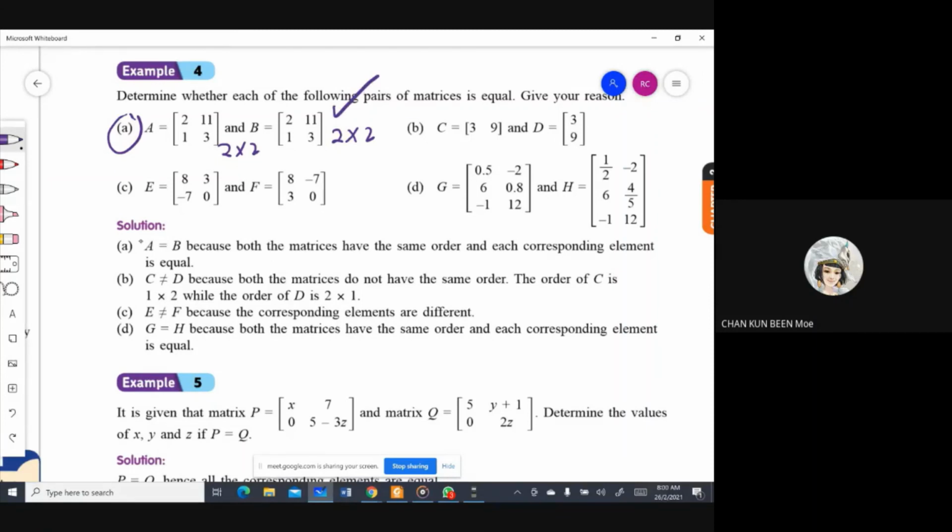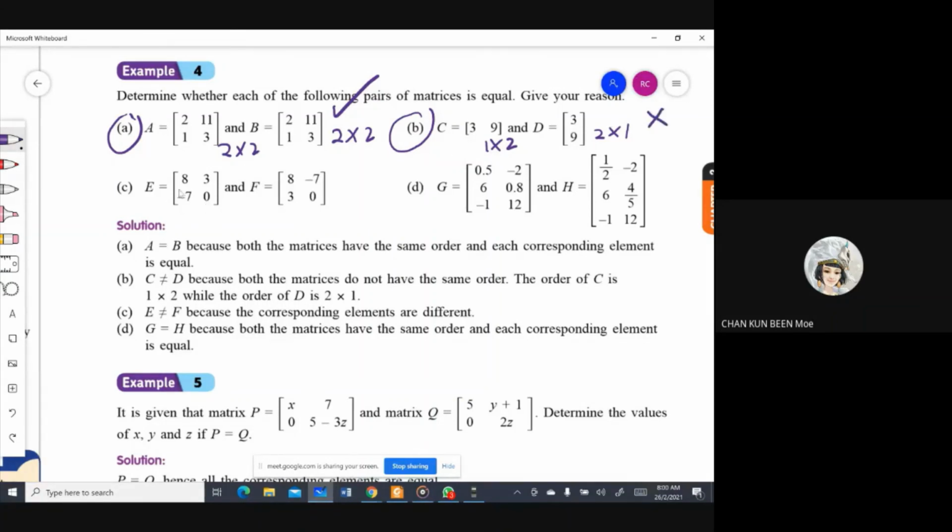Okay, and then we look at the next pair. C is equal to 3, 9. The order of the matrix is 1 by 2, and then D is equal to 3, 9. The order of the matrix is 2 by 1. So you can see the order is already different. Therefore, they are not equal.